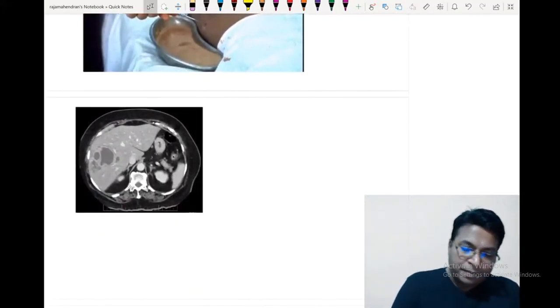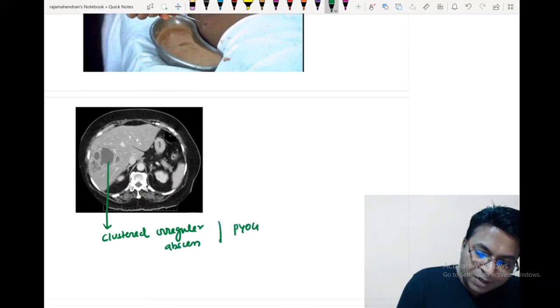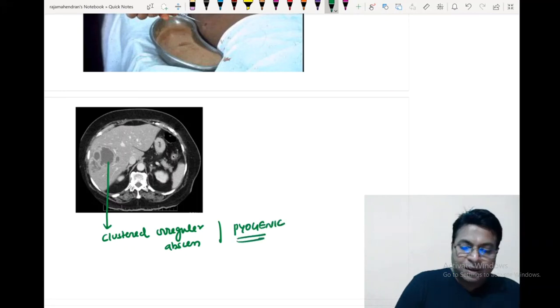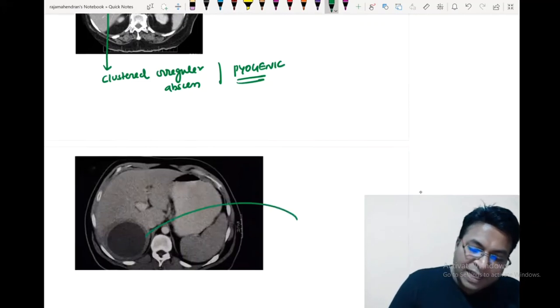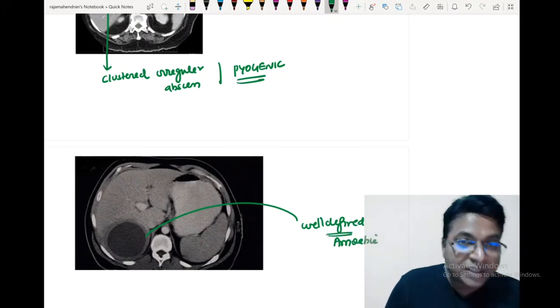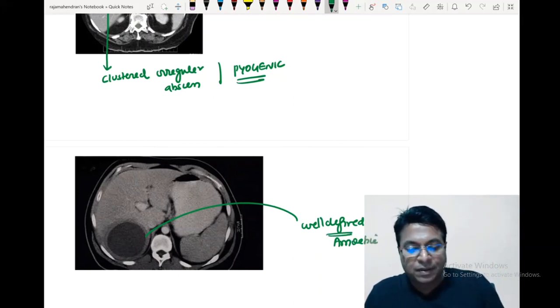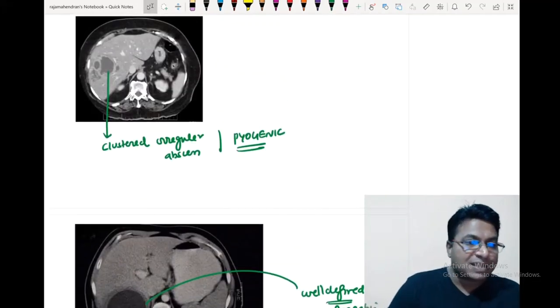CT scan. This is a picture, CT scan showing you a clustered irregular abscess. What is it? Pyogenic or amoebic? It is a pyogenic abscess. With only the CT scan we find them. Clustered irregular abscess is pyogenic. Well-defined abscess is amoebic. Simple method to differentiate: with the CT itself we can say whether it is pyogenic or amoebic. So this is having a well-defined abscess. A pyogenic one will have irregular clustered abscesses.